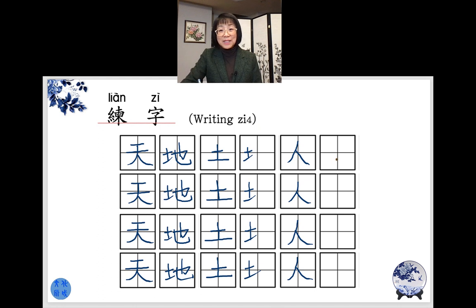The last one is ren as the radical, so we're going to occupy the left quadrants because it's a left radical. That's 人 as the left radical.